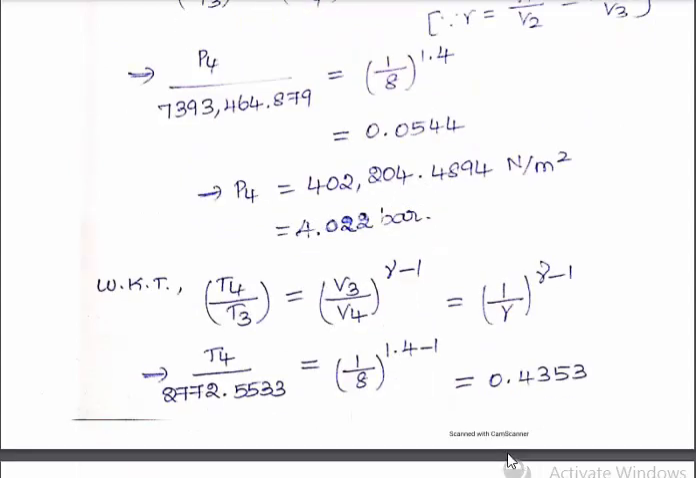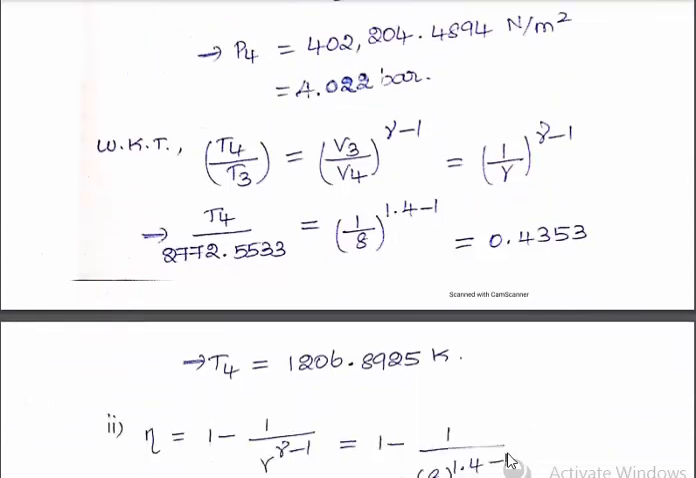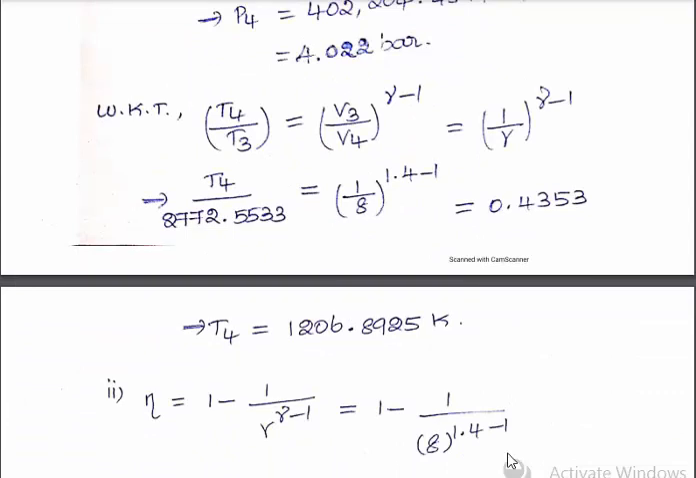Similarly, we can use another relationship, that is the relationship between temperature and volume. T4 by T3 is equal to V3 by V4 power gamma minus 1. So this is the relationship between temperature and volume for isentropic process. So ingeyum V3 by V4 appadingirathai 1 by R nu replace pannikkalaam, because compression ratio R is V4 by V3. So temperature at point 3 previous step la calculate pannom. T4 mattum unknown irukkum. T4 oda value substitute pannaa kidaikkum, 1206.8925 Kelvin nu kidaikkum.